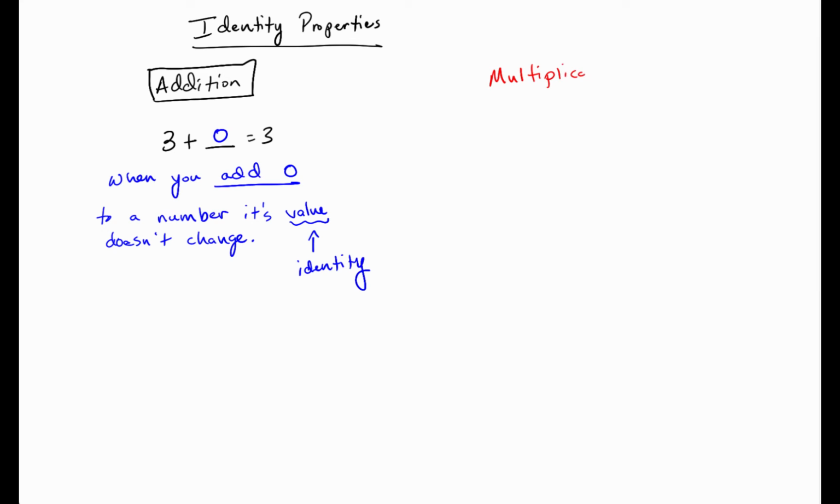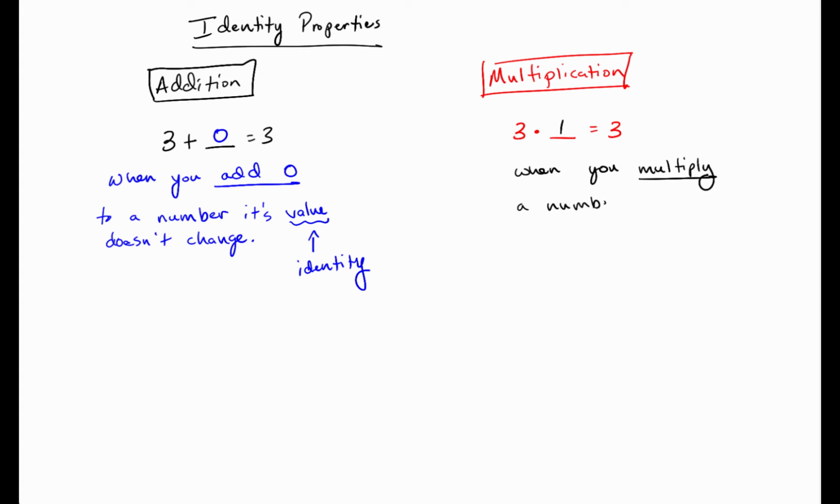Now let's talk about multiplication. With multiplication, we have a different identity. 3 times 0 would be 0. Well, 3 times 1 is equal to 3. When you multiply any number by 1, it retains its identity or value. So 1 is the multiplicative identity.